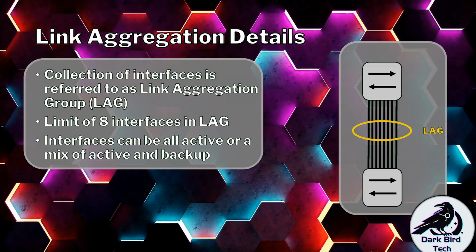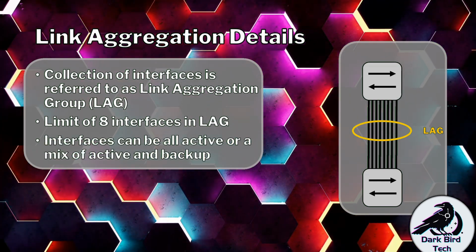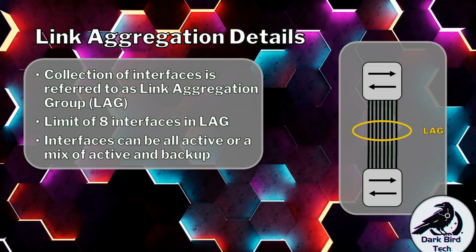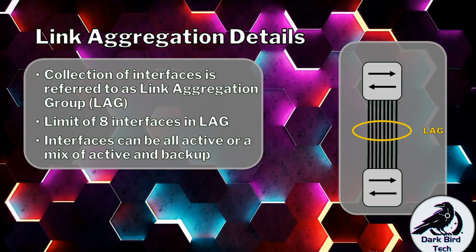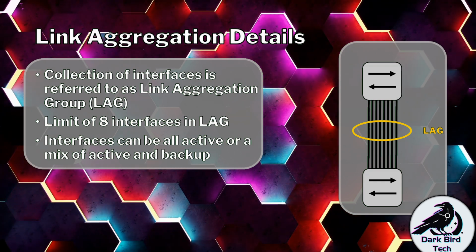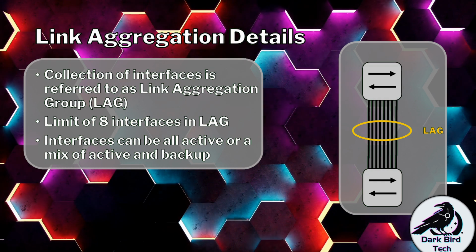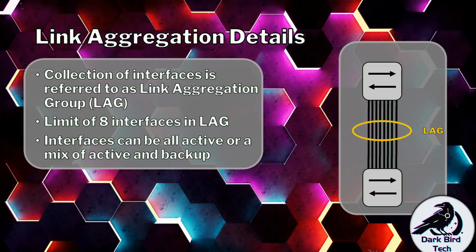The reason why we do have as many as 8 interfaces in a link aggregation group is so that we can have a mixture of active and backup interfaces. Now, the idea of active and backup interfaces is that some of the interfaces are going to be working and carrying data, and then you can set some of the interfaces to be backup. In other words, they're not going to work until one of the actives fails.